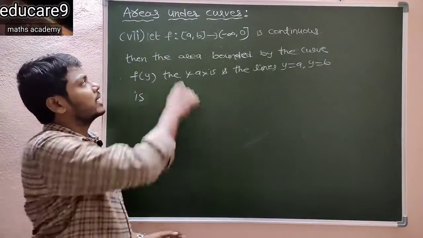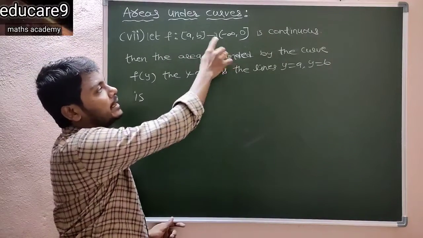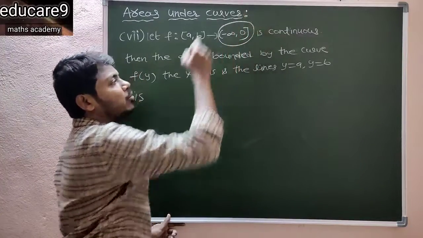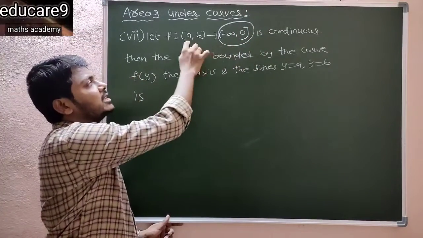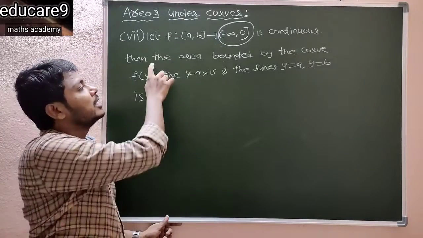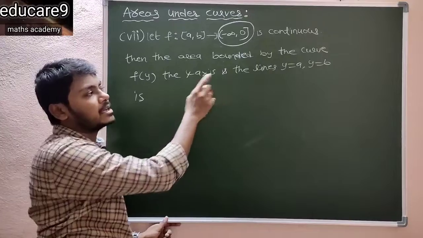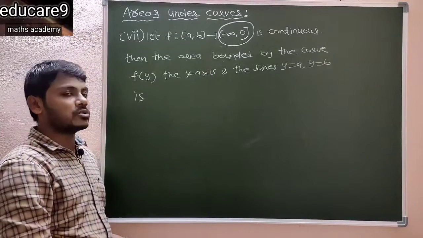Clearly the graph lies to the right of y axis, so clearly positive only. So write f of y dy. So see the seventh one. Let f from [a, b] to (minus infinity, 0). So here values are negative and it is continuous in the interval [a, b]. Then the area bounded by the curve f of y axis and the lines y is equal to a, y is equal to b is.